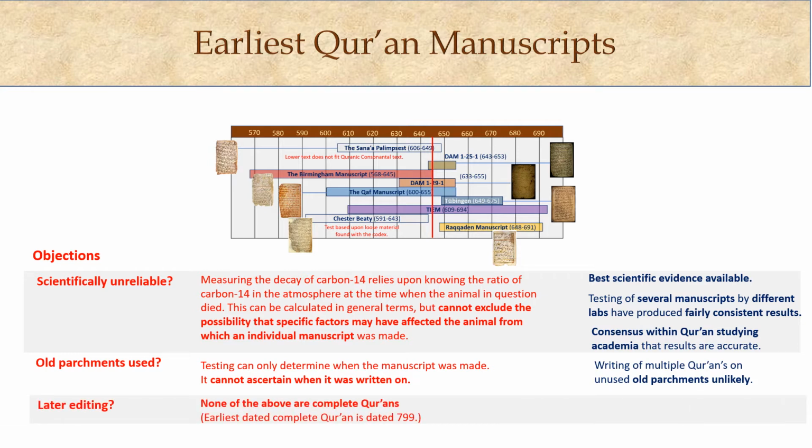The third possibility is that these Qur'ans, which are all partial Qur'ans, may have been edited. None of them are complete. In fact, the earliest dated complete Qur'an is dated 799, and even that is treated with some skepticism. So, is it possible that all these are original, authentic, 7th century Qur'an manuscripts, and yet the text has nevertheless been edited and bits added and bits taken out later on?